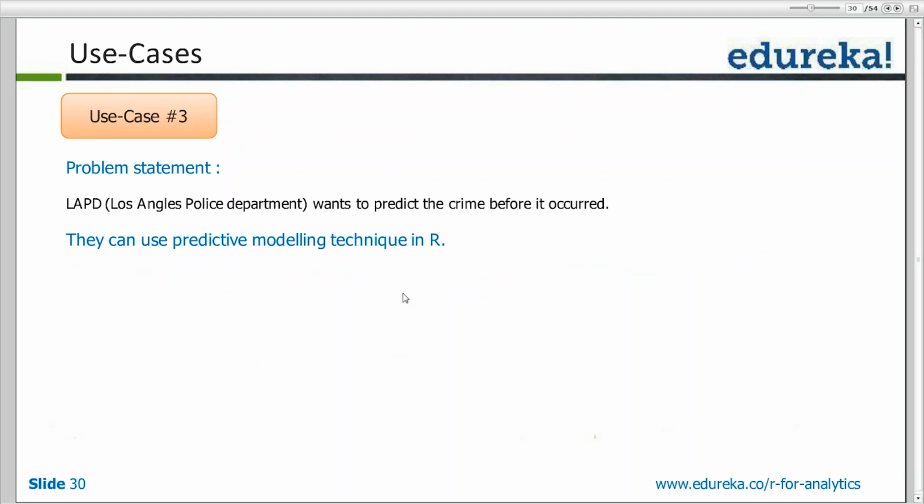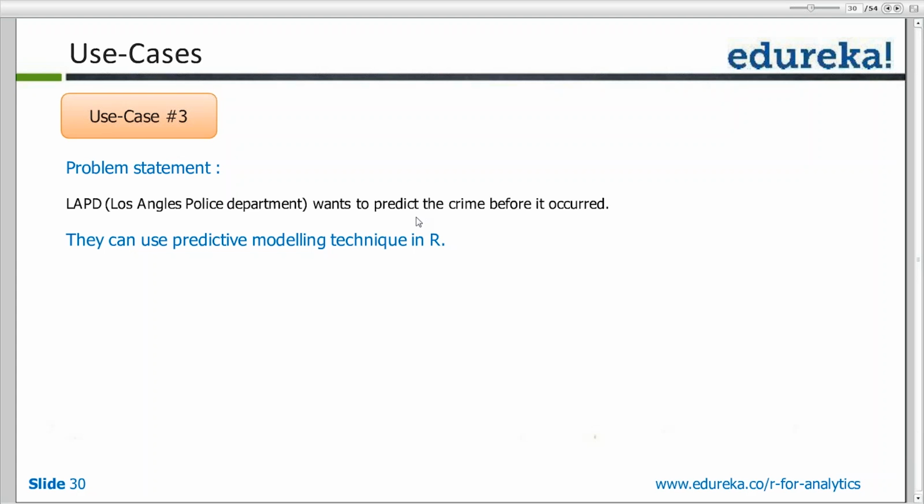The other interesting use case here is an application of R by the Los Angeles Police Department to predict crime before it occurred. So apparently criminals, not just in Los Angeles, but criminals anywhere in general, their areas of operations are fairly local. So if you expect the intensity of crimes to have increased in a particular territory of late, there is a very high likelihood that crimes might recur in the same area in some time, given that criminals are fairly territorial.